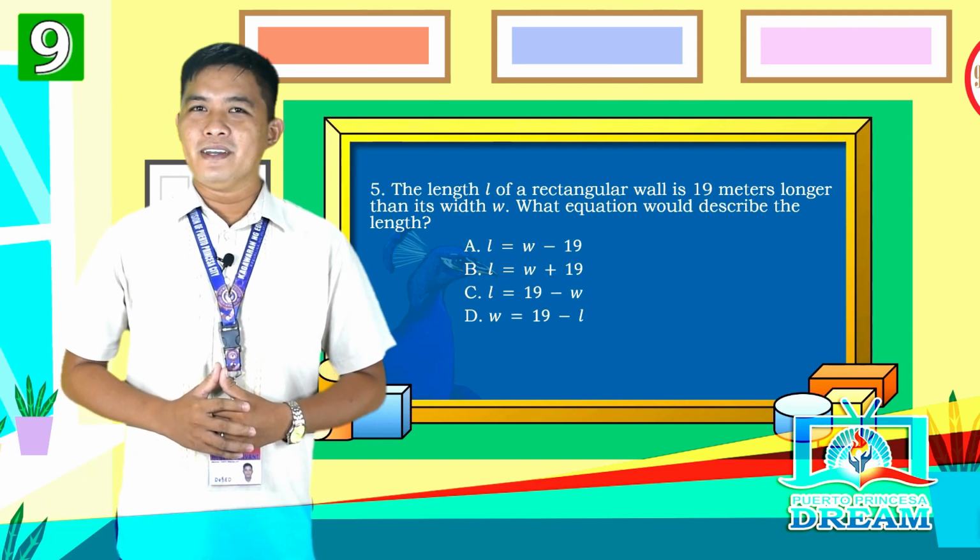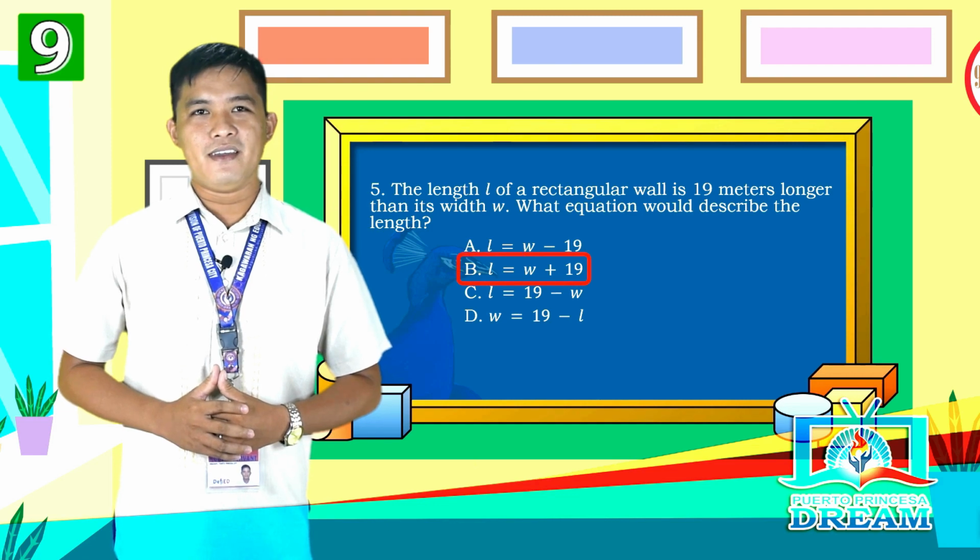The time is up. The correct answer is letter B. L is equal to W plus 19.